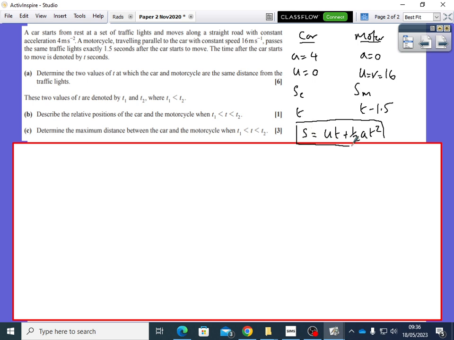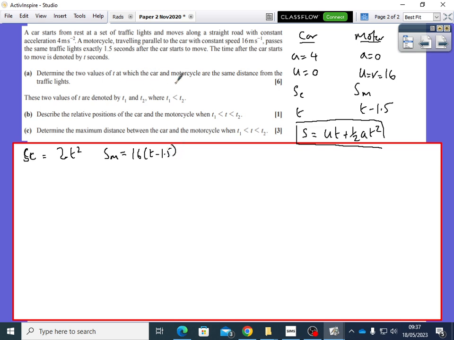Okay, so let's set this up. We know for the car, SC is going to equal u, which is 0, and 0 times anything is 0. So we just get half times 4, which is 2, so that's just going to be 2t squared. And for the motorbike, a is 0, so that term is 0. So the displacement is just going to be 16 multiplied by (t minus 1.5).